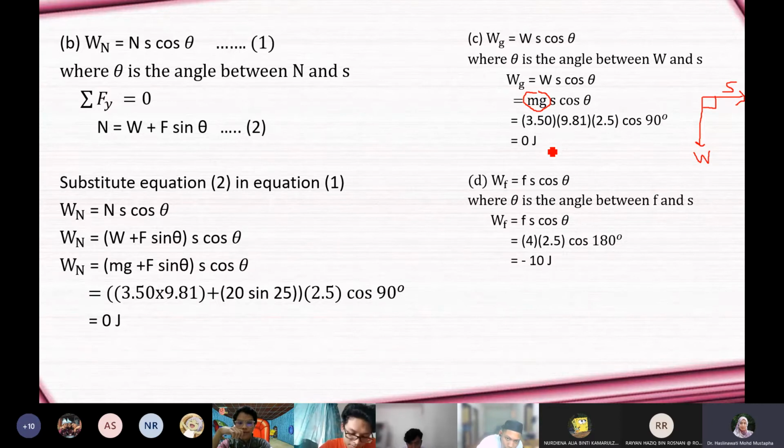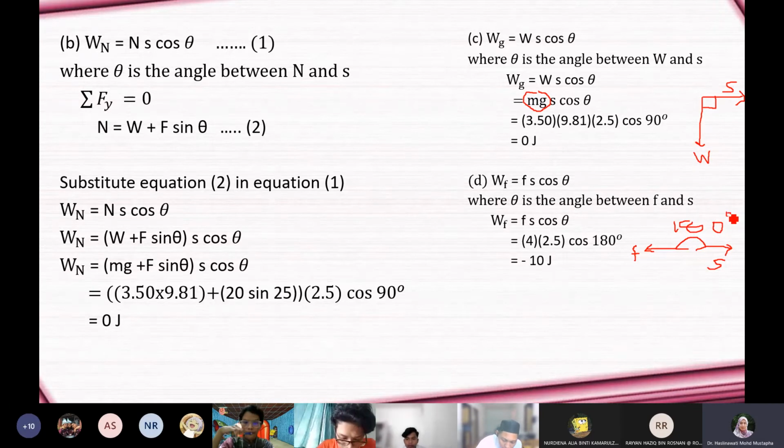So F ke sebelah kiri tadi kan? Okay, F ke sebelah kiri tadi. Frictional force ke sebelah kiri dan S ke sebelah kanan. Okay, so jadi angle di antara dua ni adalah 180 darjah. Okay, sebab tu kita substitute 180 darjah dekat sini. So kita akan dapat negatif 10 joule.